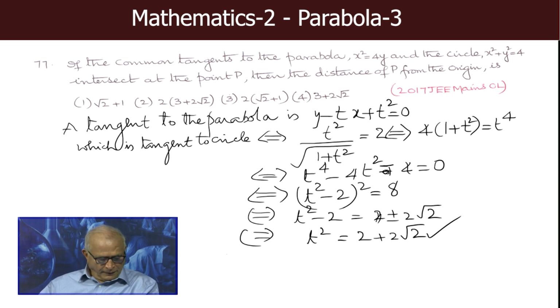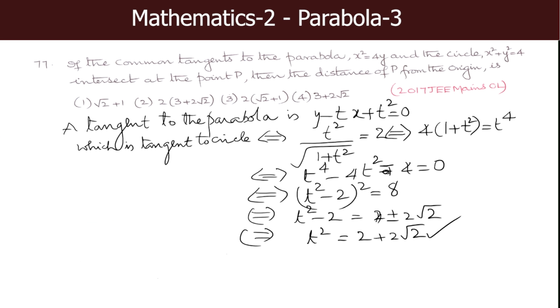Okay. Then, common tangents. So, therefore, the two common tangents correspond to t square equal to 2 plus 2 root 2. So, the values of t are t1 equal to root of this, and t2 equal to minus root of 2 plus 2 root 2.